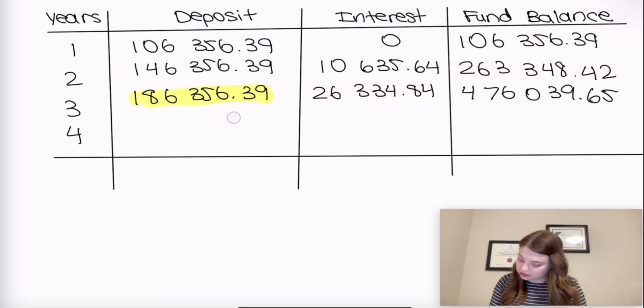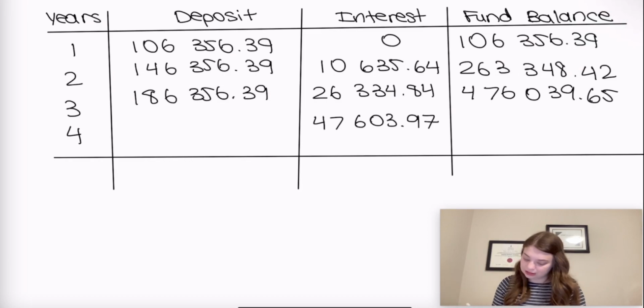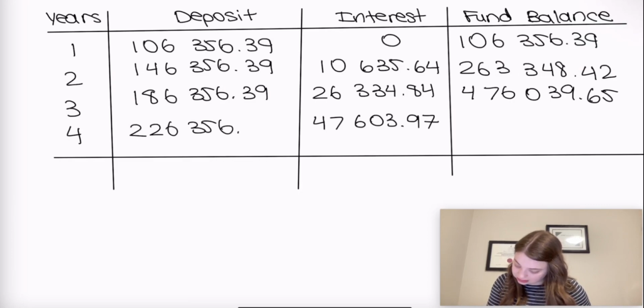Okay, and how much interest are we going to make on that? Well, 10%. So that's going to be $47,603.97. Great. All right, and then now we're going to also make a new deposit that's $40,000 more. So that's going to be $226,356.39 plus the interest that we just made, plus the previous balance.